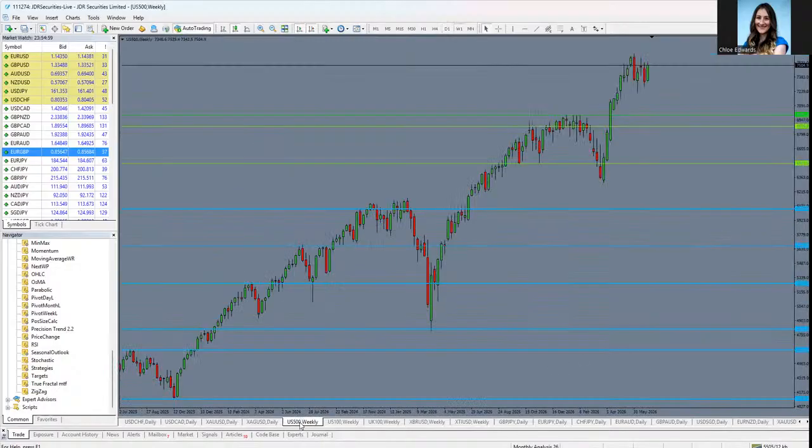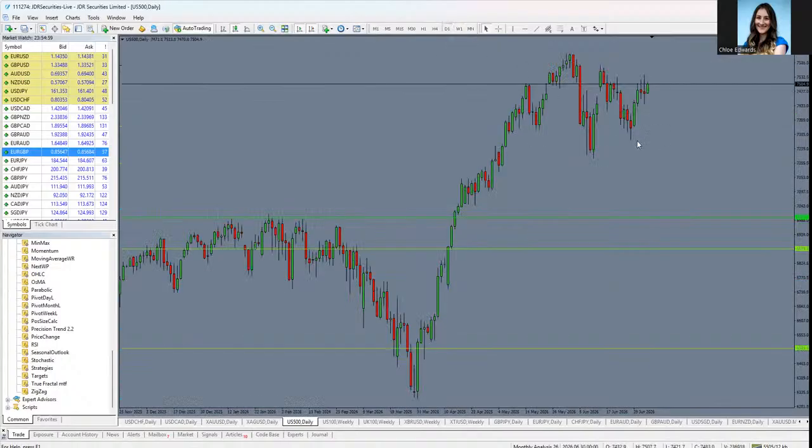The stock indices, US 500, so very strong week last week. So I am bullish on the US 500. Daily time frame, certainly we have seen a move up, a pause, and then a strong close to the final day of trading for last week. So I am bullish on the US 500.